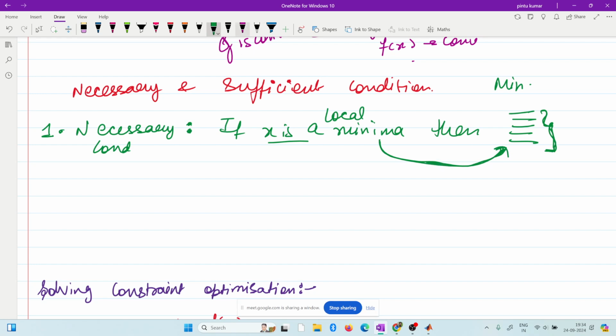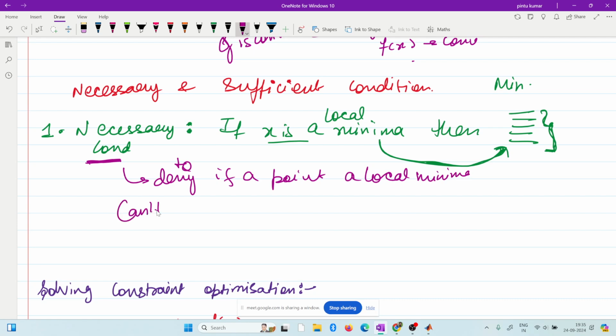So how can these conditions be used? These conditions can be used to deny that a point is a local minimum, but they can't be used to prove whether a point is a local minima or not. If it does not satisfy any of the necessary conditions, then you can say that it is not a local minima, because if it was a local minima, then it should have satisfied this condition. So you can deny whether a point is a local minima, but you can't use it to prove that a point is a local minimum.